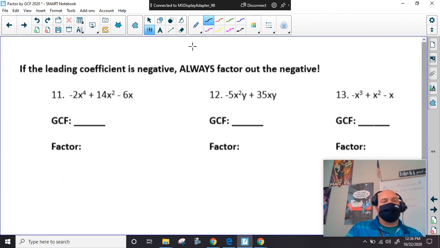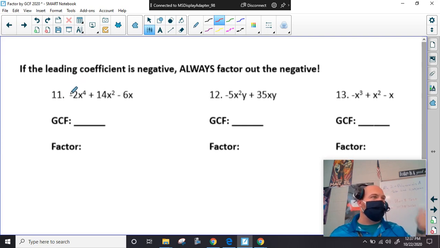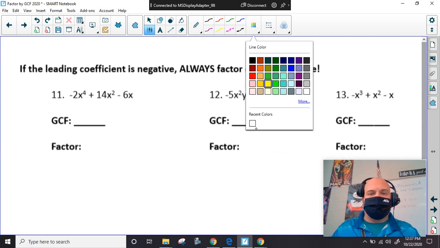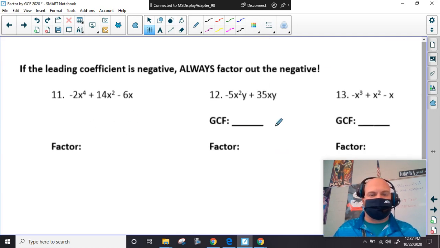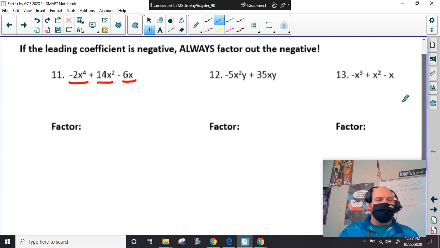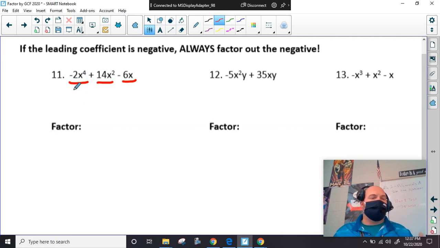So this right here, if the leading coefficient, that's a big fancy word for it, if this number in the front is negative, you're always going to factor out a negative. All right. So we know it's going to be negative. What's the GCF between 2, 14, and 6? 2. All right, so we know we're going to divide out a negative 2.